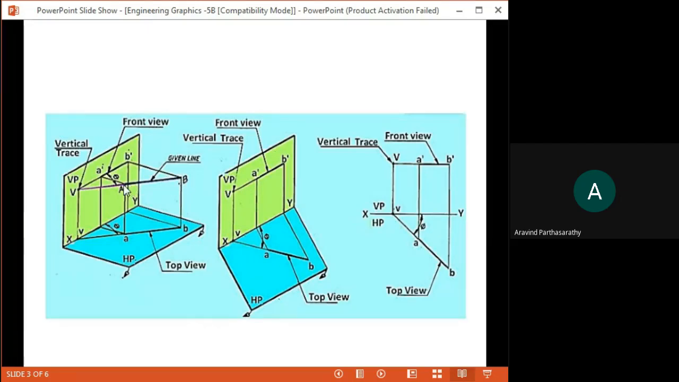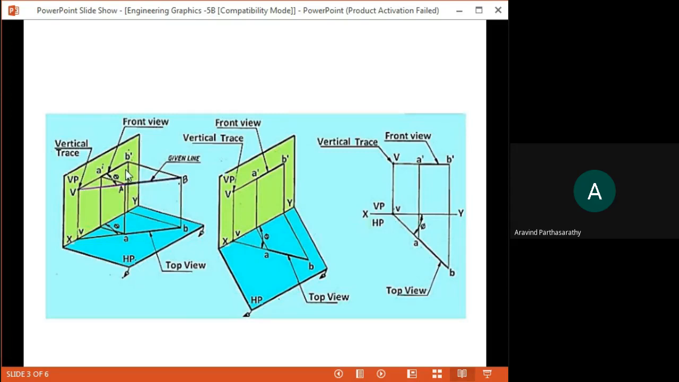In line AB, I am going to extend point A. Here I extend this line, and you can see the point here. This point is in the vertical plane, so that point is a vertical trace. You can see that the line is angled with the vertical plane.